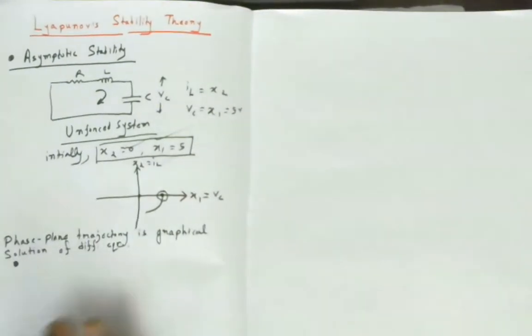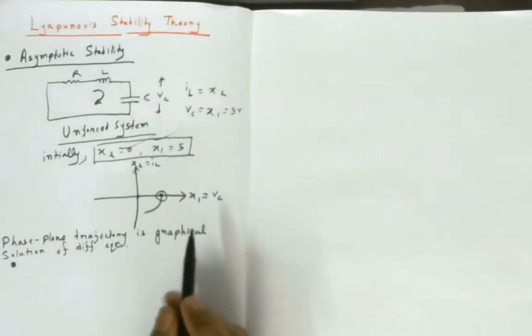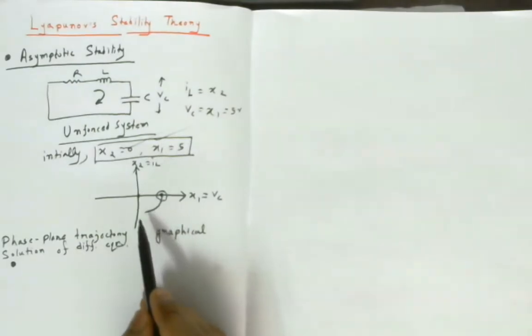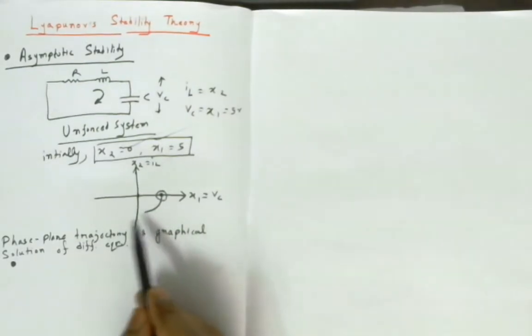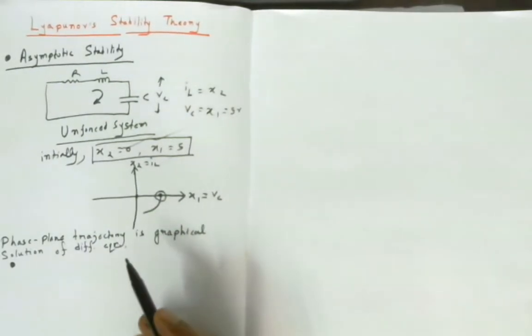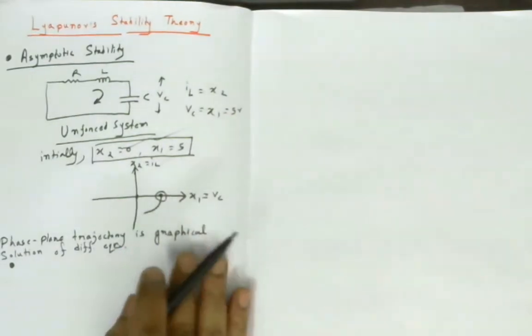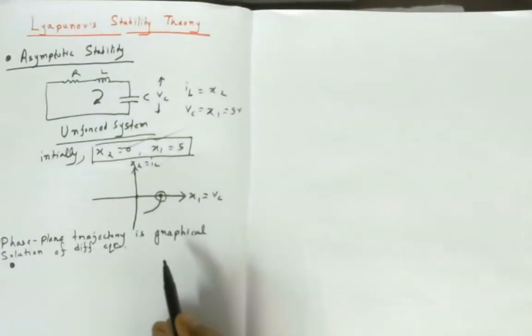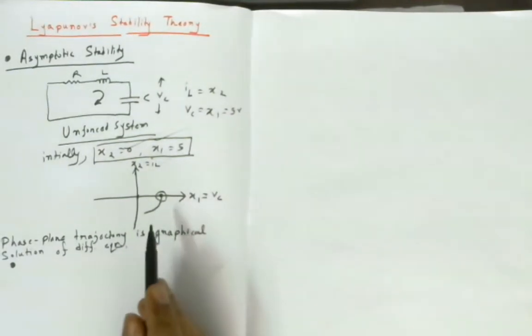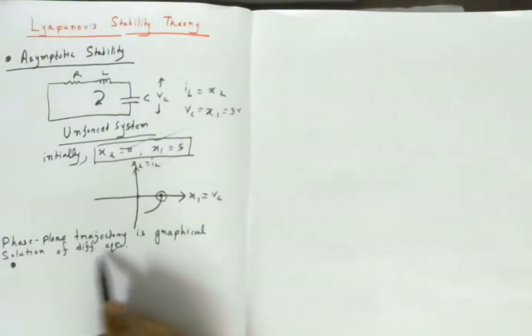So one thing is very clear to you, that once the phase plane trajectory is drawn, we can determine the stability around the equilibrium point by observing the converging and diverging characteristics of the trajectory around the equilibrium point. But the trajectory must be drawn, right? Trajectory is nothing but the graphical solution of the differential equation.